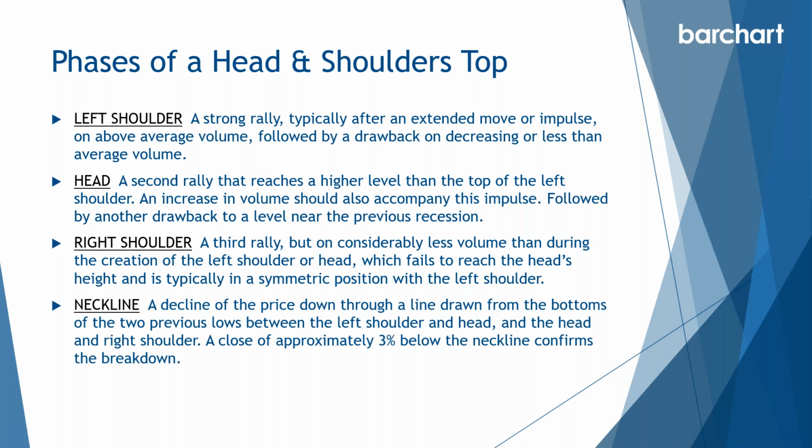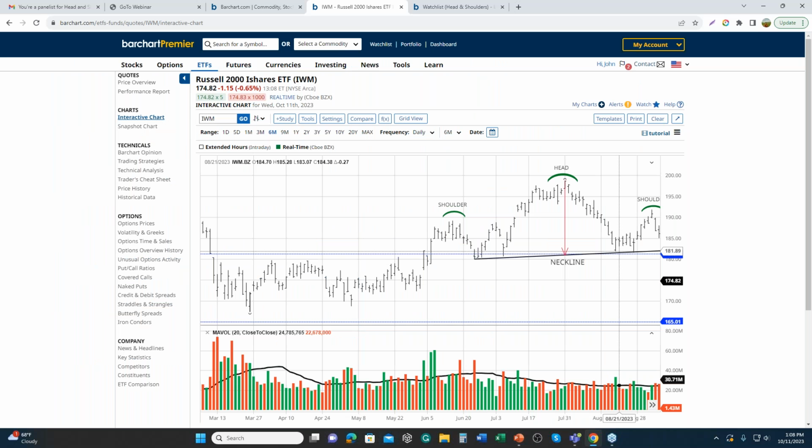Now, the neckline is the decline of price down through a line drawn from the bottom of the two previous retreats, the left shoulder to the head and the head to the right. And here's where many traders jump the gun after the completion of the right shoulder. What they do is they anticipate this break.